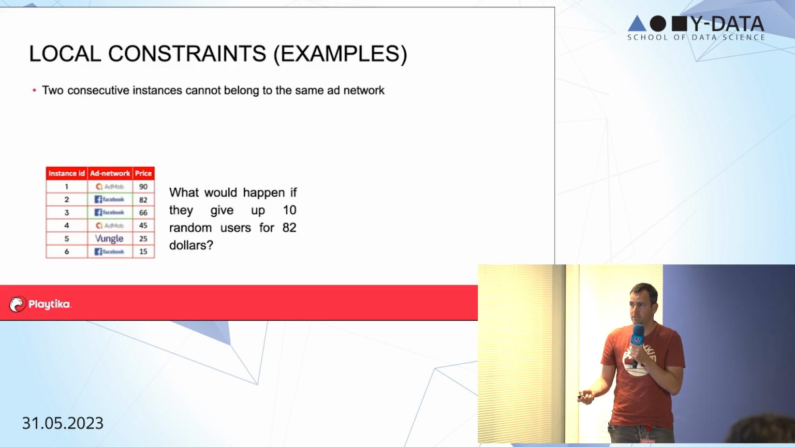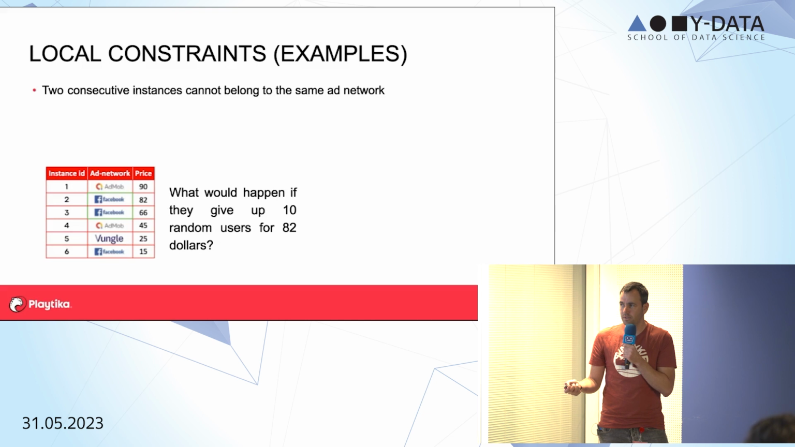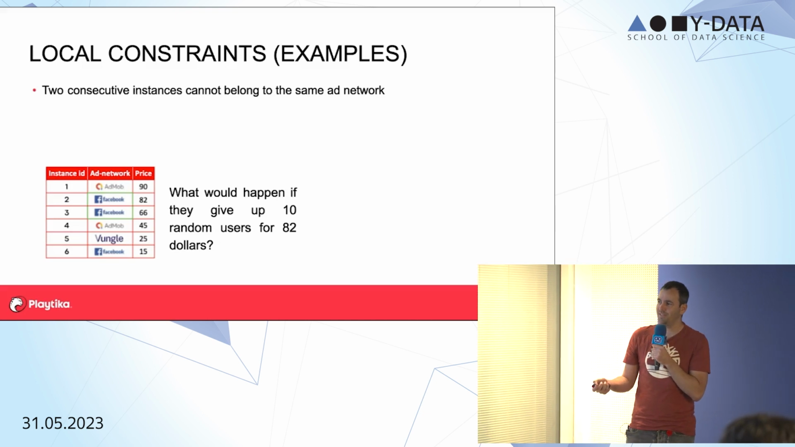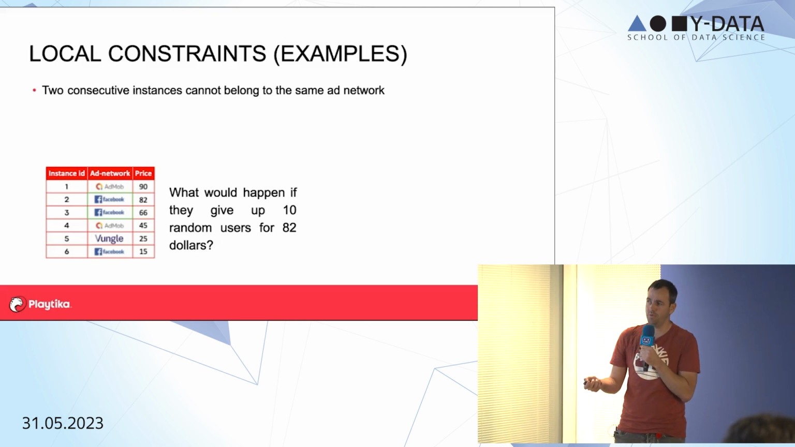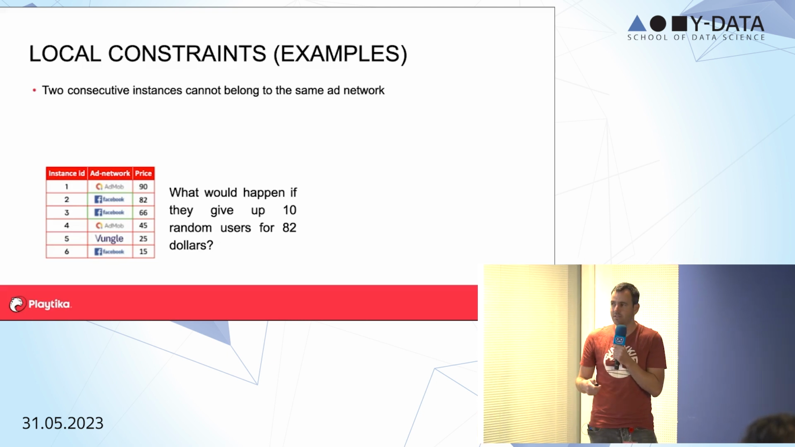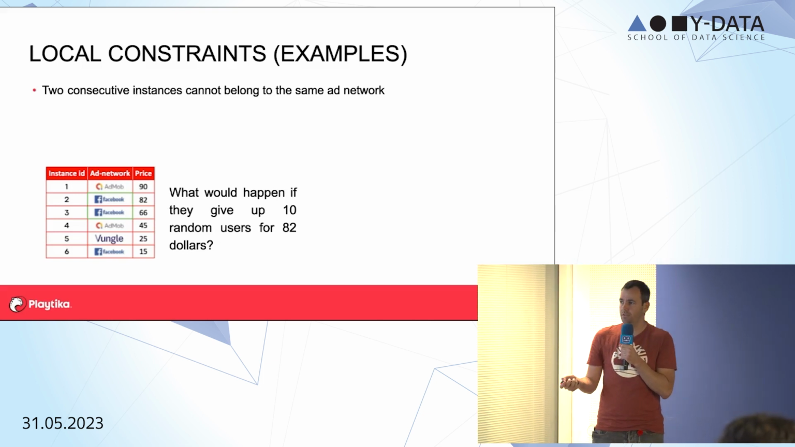The first one is that two consecutive instances cannot belong to the same ad network. I talked about it a few minutes ago. What would happen in this case? Facebook will probably do their own test, and they will randomly give up 10 random users for $82.